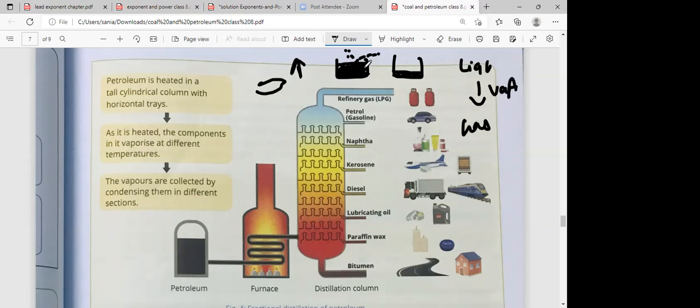So for example, the level of water is here. If you keep on boiling it, then the level of water will decrease. So basically what is happening? The particles are moving out in the gaseous form and what remains is in pure form. So as it is heated, the components in it vaporize at different temperatures. The vapors are collected by condensing them in different cells. So basically that vapor is being collected in different sections. For example, in this section vapor is collected for wax, here oil, this diesel, like this.